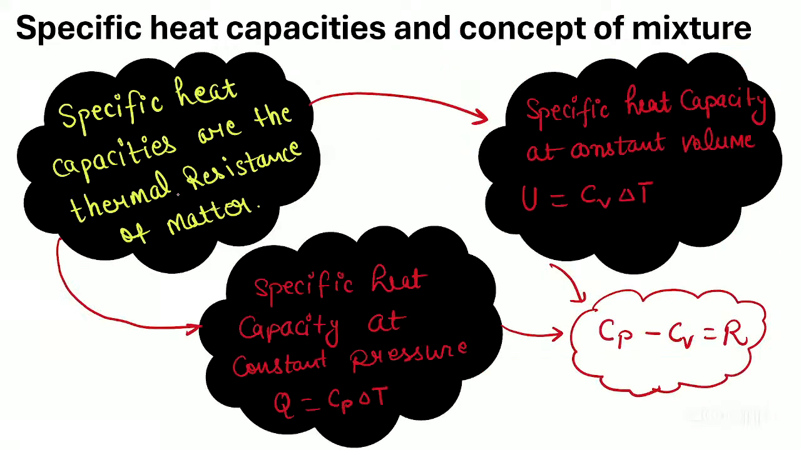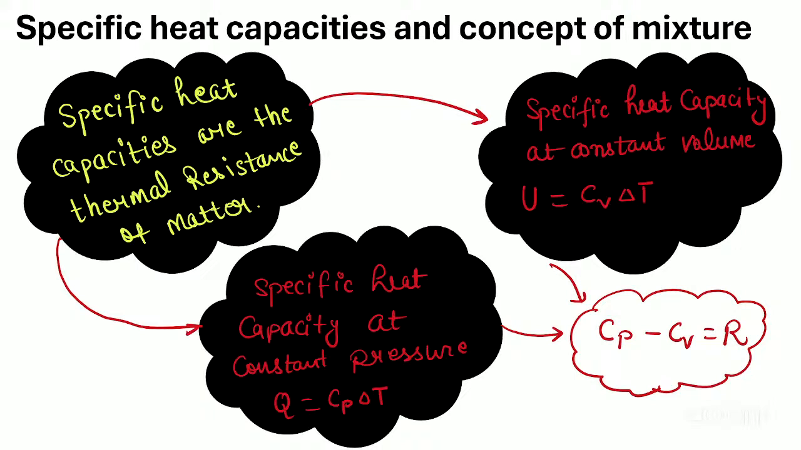Now, the specific heat capacities and concept of mixture. The specific heat capacity is nothing but the heat that we require to raise the temperature of a system by 1 unit of a unit mass. So that is the specific heat.